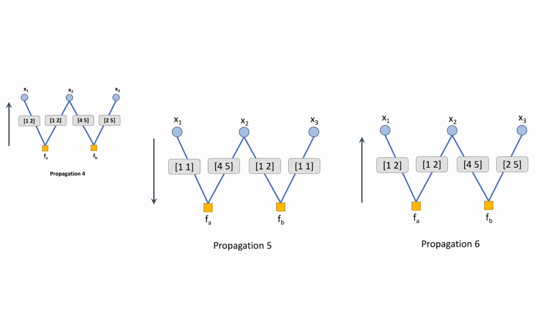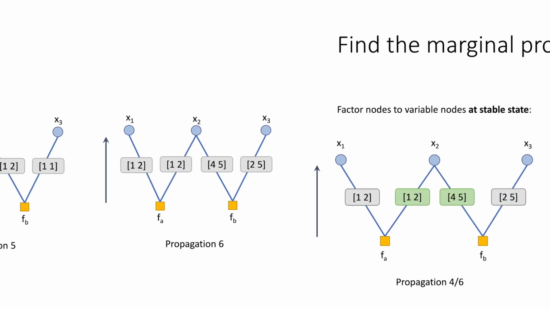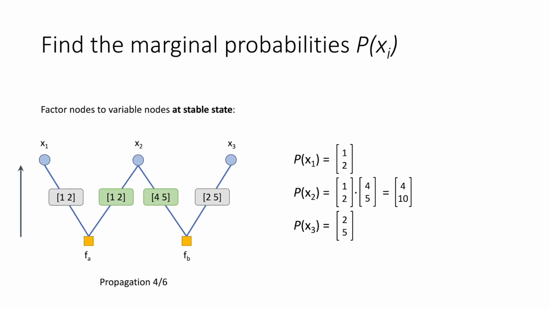Once we have the stable state, we can then calculate the marginals by combining messages of the factor to variable node propagation. The way to combine these messages is the same as before, and at the very end, we will do the normalization as promised.